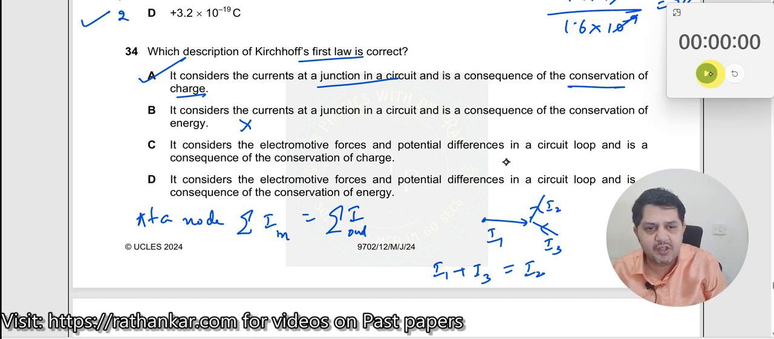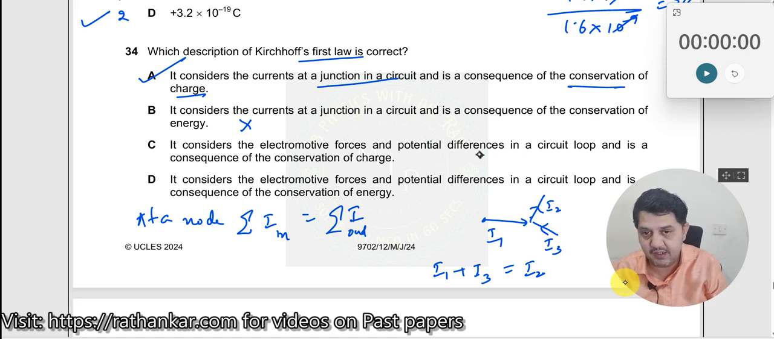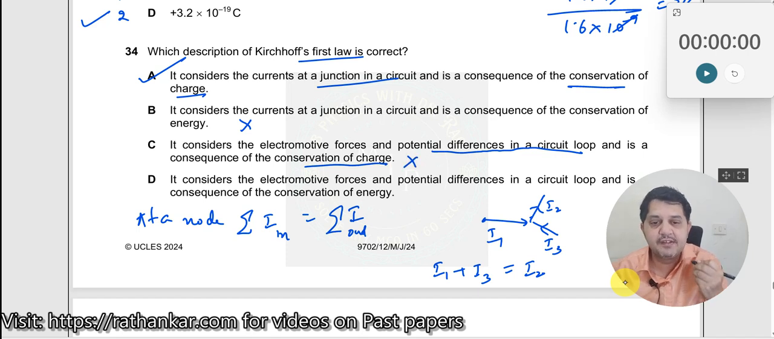Electromotive forces and potential difference in the circuit loop. So where does this come from? This is your Kirchhoff's second law here. Okay, so this is not your first law. Here this is not even Kirchhoff's second law, because this statement applies for Kirchhoff's second law, but this statement is incorrect here, because there we have conservation of energy.